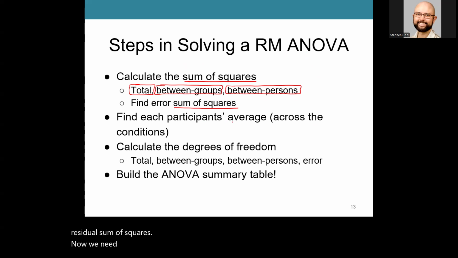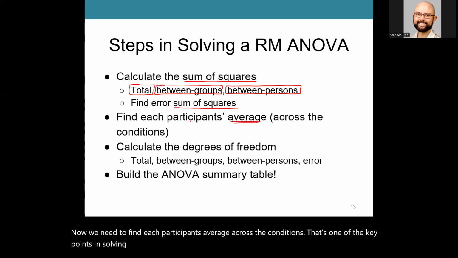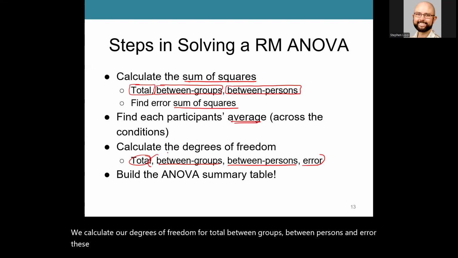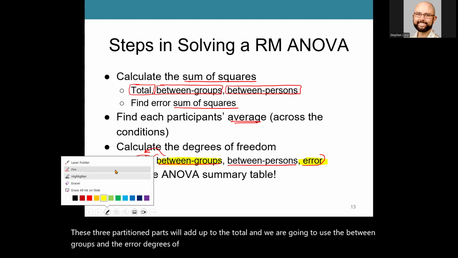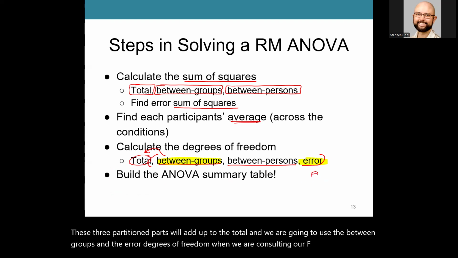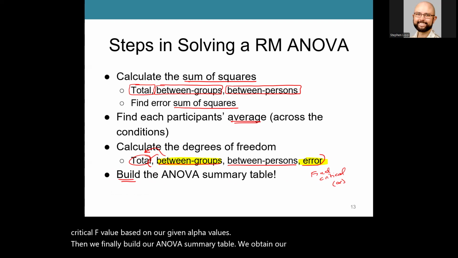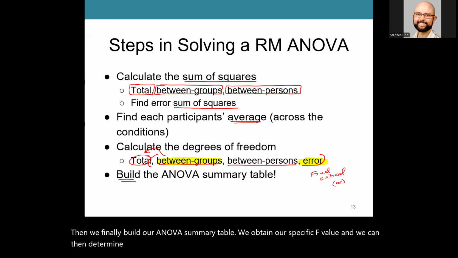Now, we need to find each participant's average across the conditions. That's one of the key points in solving for the between persons variation. We calculate our degrees of freedom for total, between groups, between persons, and error. These three partitioned parts will add up to the total. And we are going to use the between groups and the error degrees of freedom when we are consulting our F table to find the critical F value based on our given alpha values. Then we finally build our ANOVA summary table. We obtain our specific F value, and we can then determine whether we can reject or retain the null.